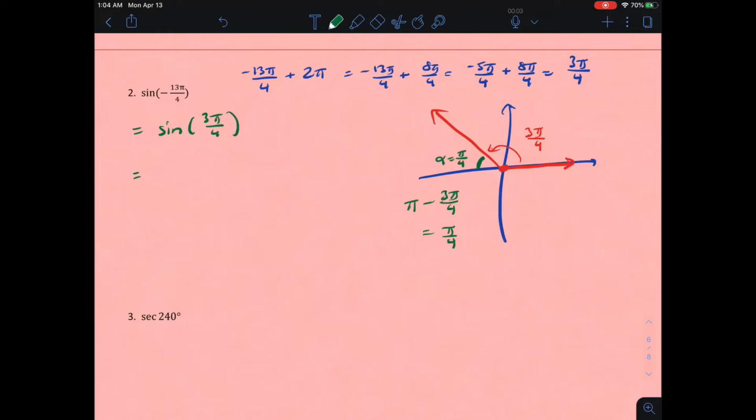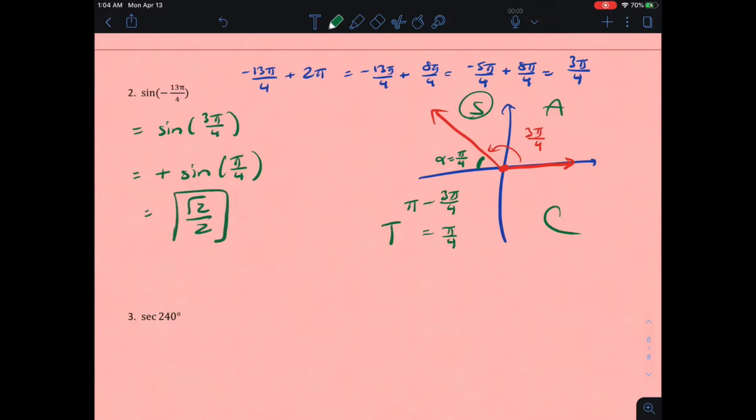Now, from here, I'm looking at an angle in quadrant 2. Here I'm going to put ASTC. I know that sine is positive in quadrant 2. So when I'm deciding whether my answer is positive or negative, I know it's going to be positive. And for the reference angle, since it's pi over 4, I know that it'll just be positive sine of pi over 4, which is just root 2 over 2.